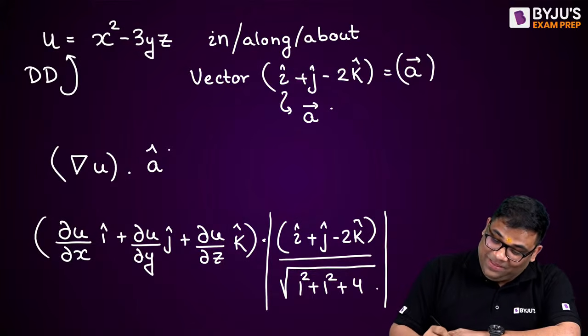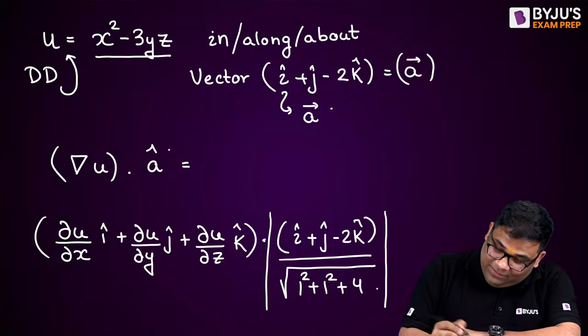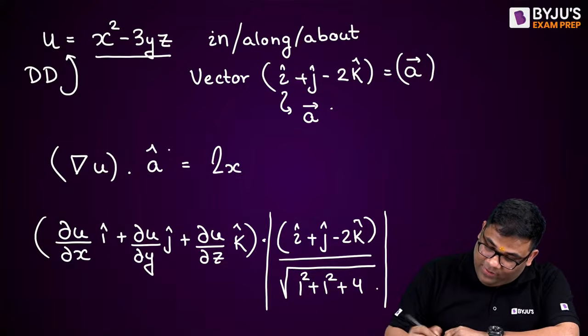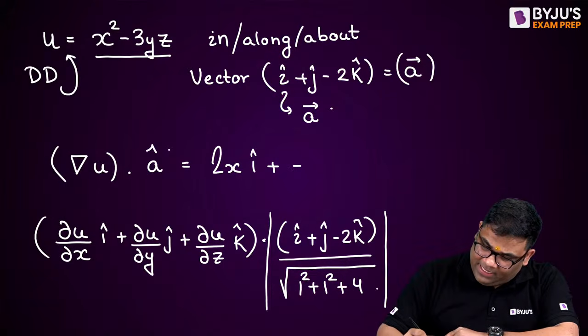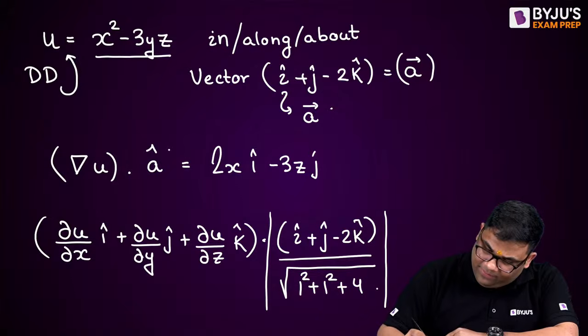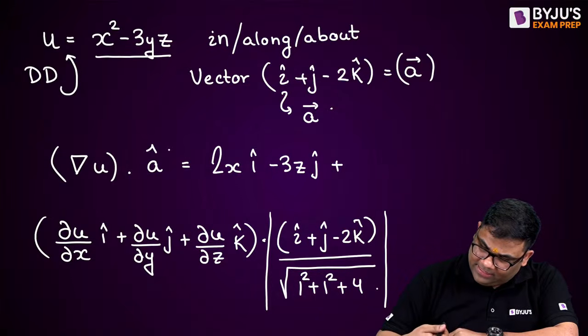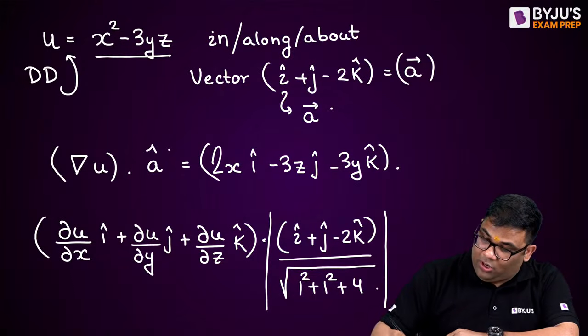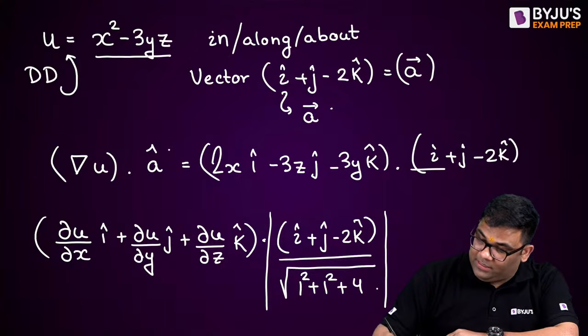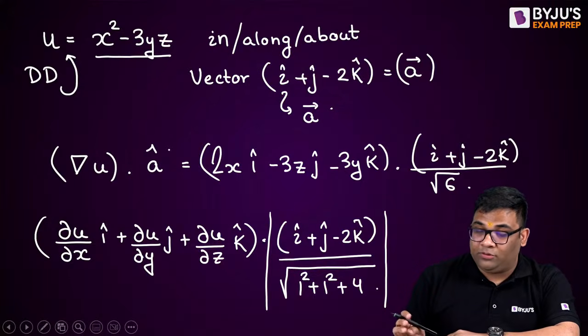Okay, so this will be equal to differentiate with respect to x. It will give me 2x i cap plus, differentiate with respect to y, I will get minus 3z j cap. Then differentiate with respect to z, I will get minus 3y k cap. Yes, this dot i plus j minus 2k divided by root 6. Yes, magnitude is root 6.